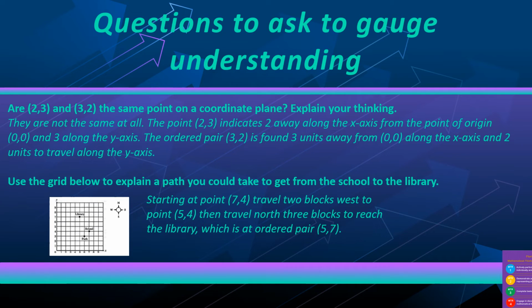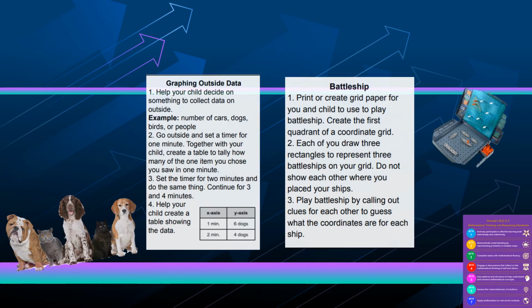Here are some questions that teachers and admin and even parents can use in order to gauge their child's understanding of the coordinate plane. They should be able to identify what the X and the Y points actually mean in an ordered pair, and they should be able to use a grid like the one you see here in order to explain a path that they could take to get from one place to another. This will really gauge their understanding to make sure they know how to read and use a coordinate plane.